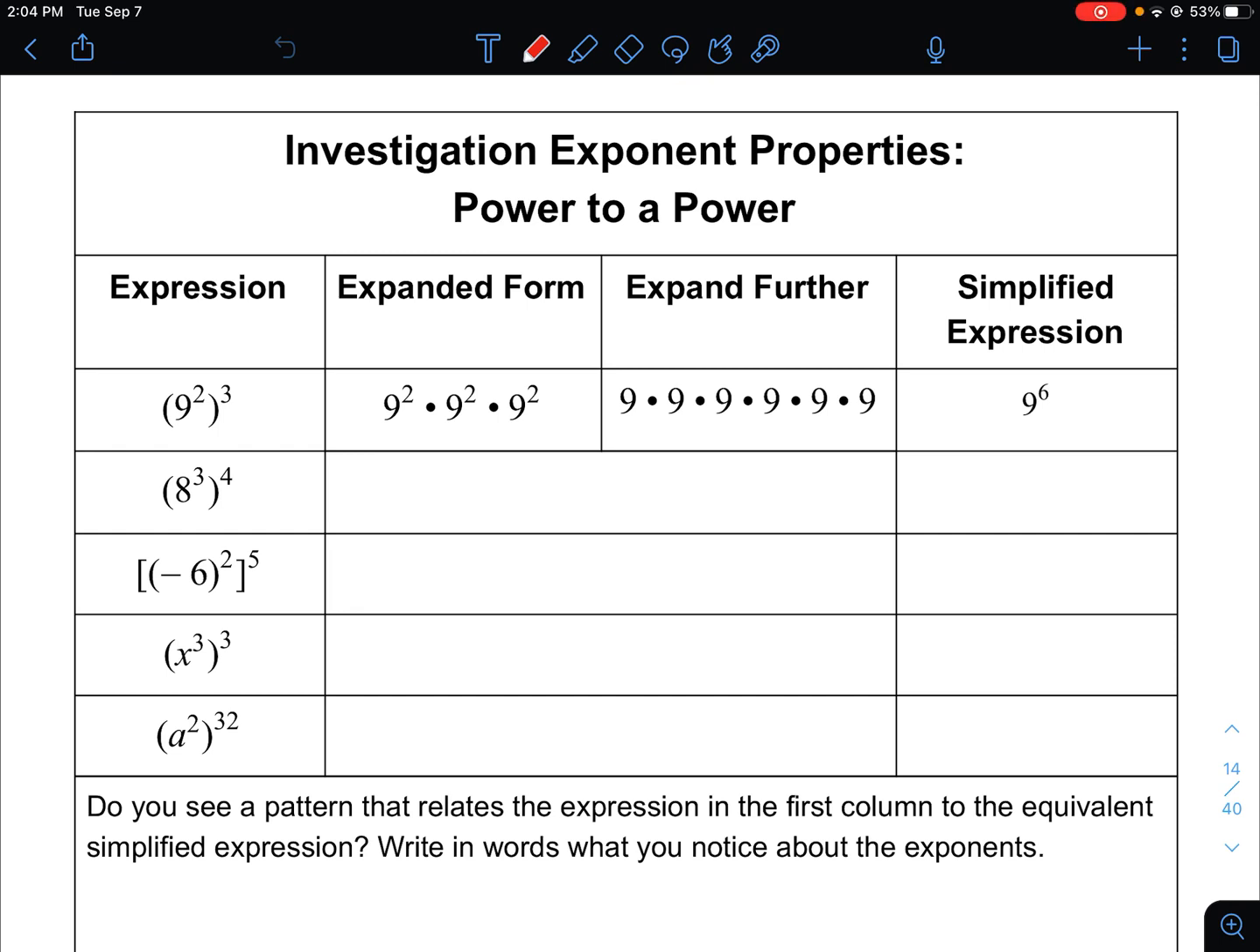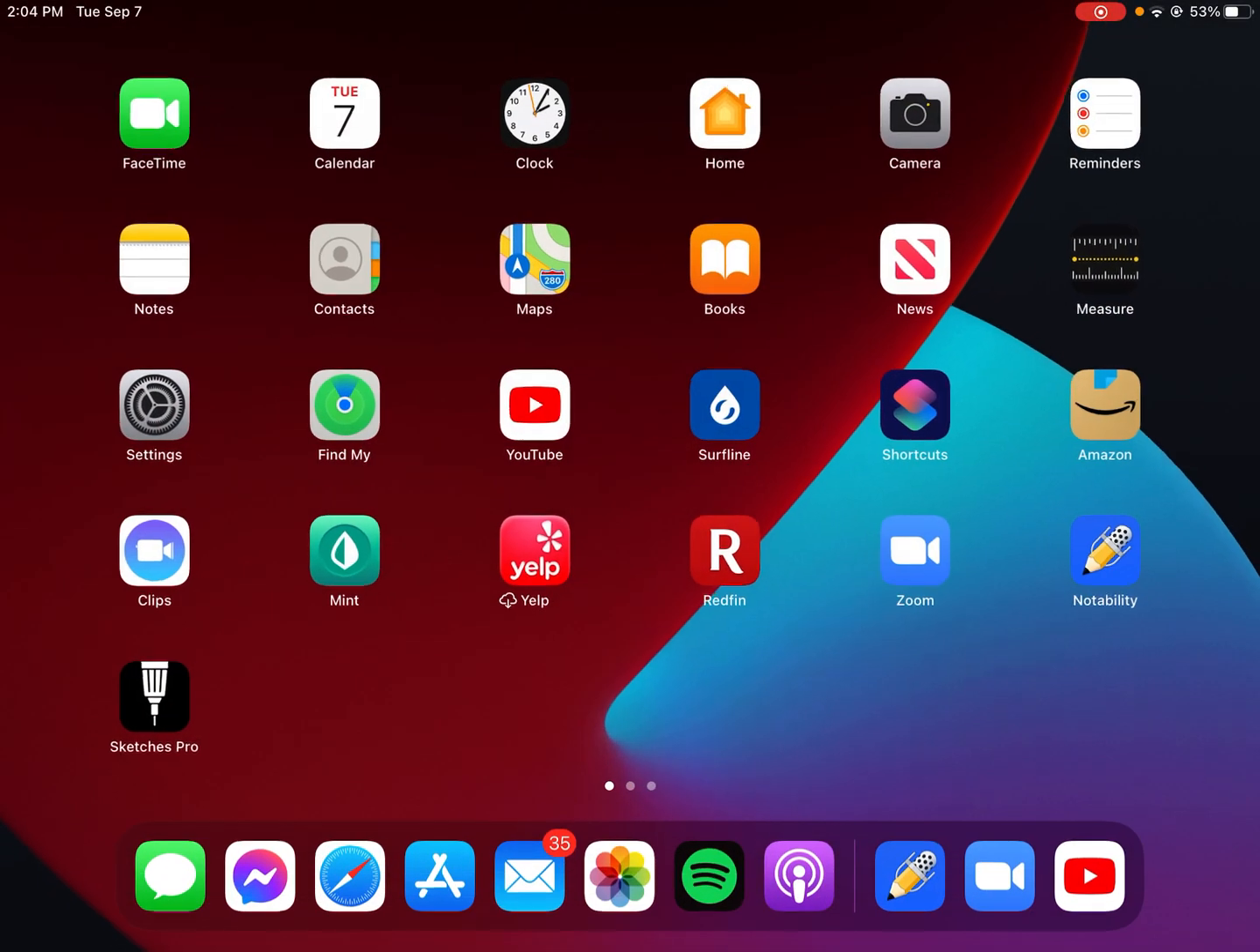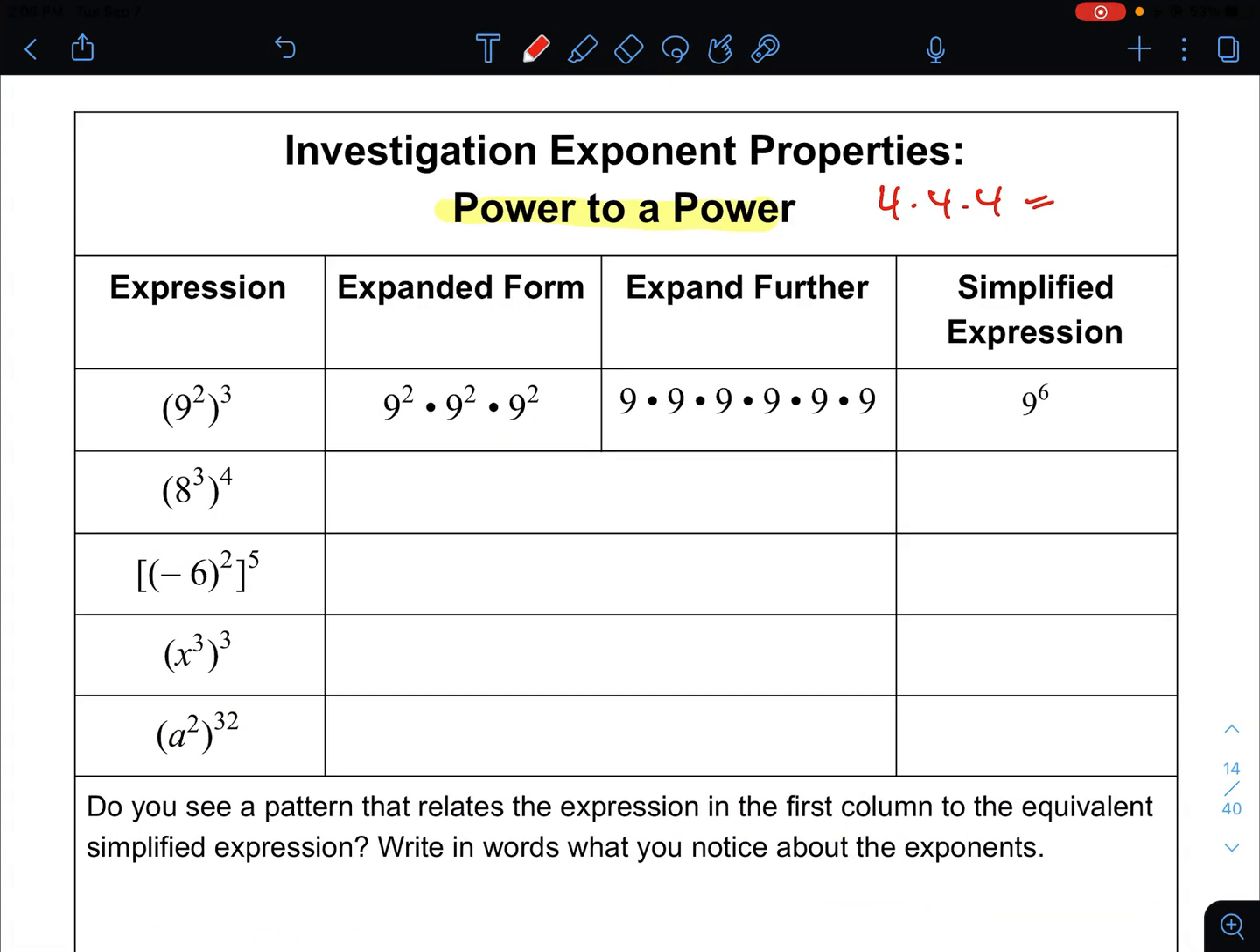In this video, we are going to be learning about powers raised to a power. Now, let's review. Remember, an exponent just means repeated multiplication. So like 4 times 4 times 4 could be written as 4 to the third.